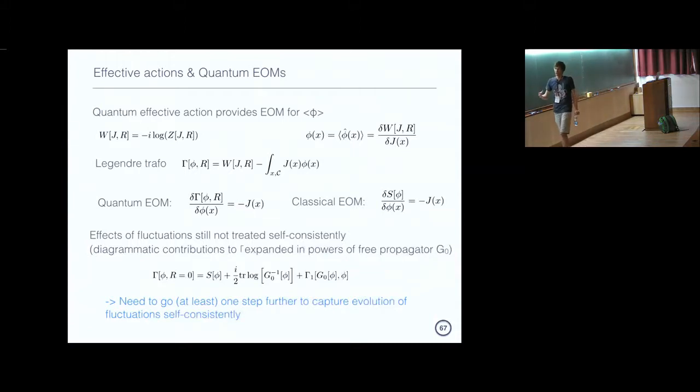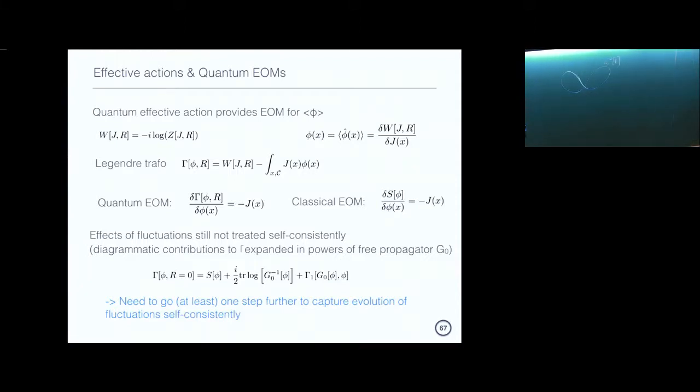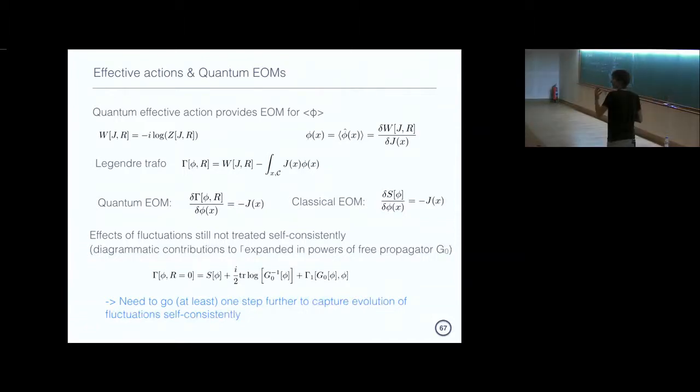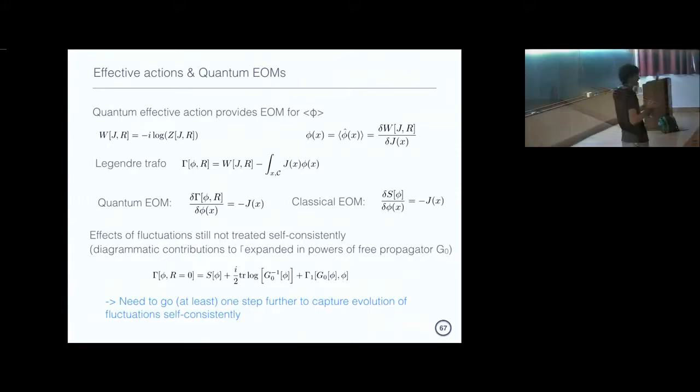Then essentially the fluctuations that enter in this 1PI effective action here are still treated at the level of being free field fluctuations. So I'm not taking into account that the fluctuations present in my system are rapidly changing as a function of time, right? But I'm still propagating the fluctuations as if they were free field fluctuations. And so that is the reason that one has to go at least one step beyond that to also capture the evolution of these fluctuations self-consistently. Okay?